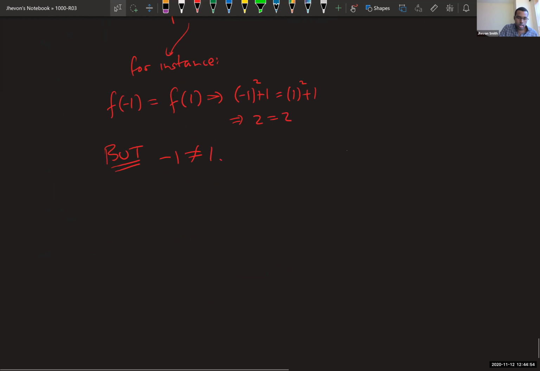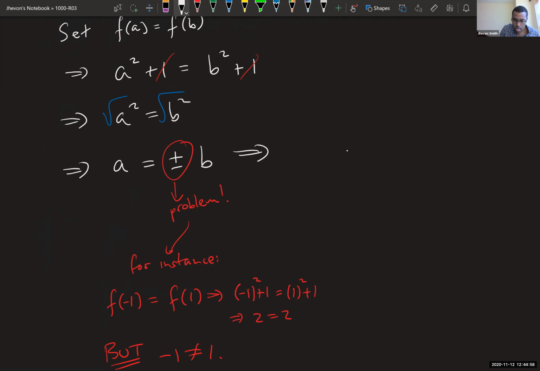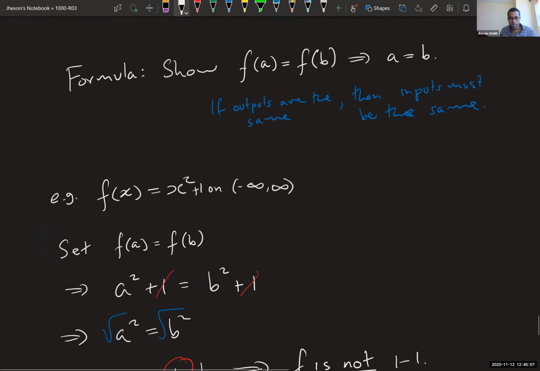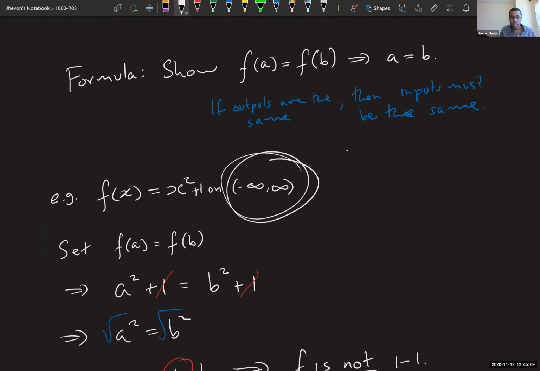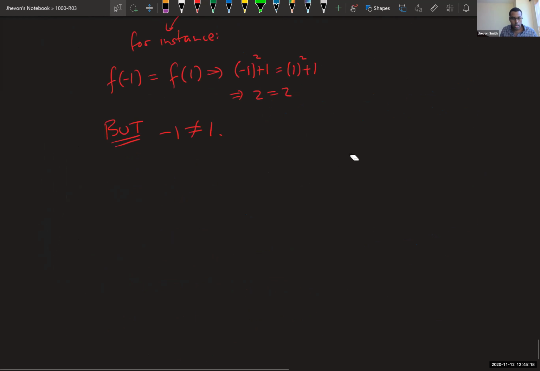So this would mean f is not one-to-one. Now you can notice here that if I were to restrict this so I don't count the negative numbers, if I only went from 0 to infinity, it turns out that this would be one-to-one because the minus wouldn't apply, right?